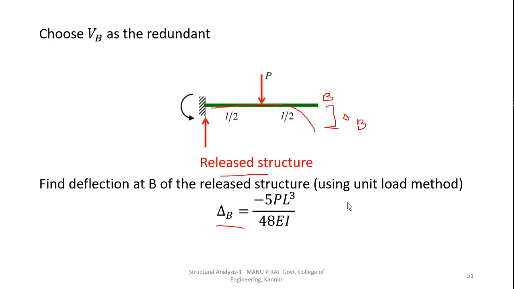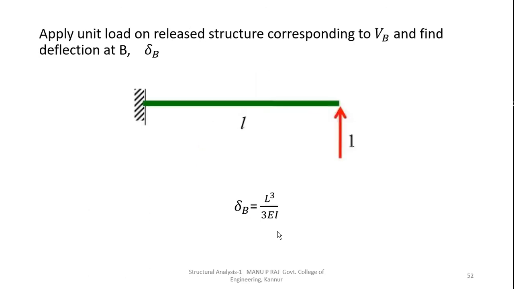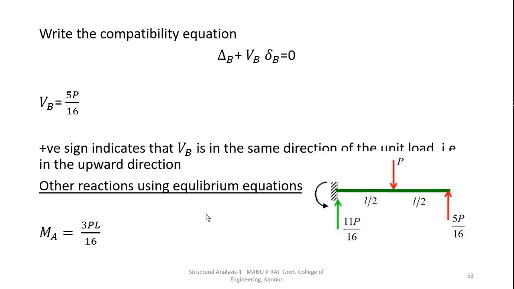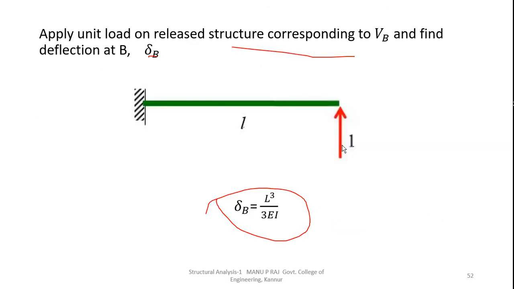Using the unit load method, we'll get minus 5 PL cubed by 48EI. Now apply a unit load on the released structure corresponding to Vb and find the deflection at B, small delta B. If we apply the unit load in the upward direction, we get this value using the unit load method. Now write the compatibility equation. We'll get the value of Vb. Vb is positive, that is, we applied a unit load in the upward direction, so Vb is also in the upward direction.